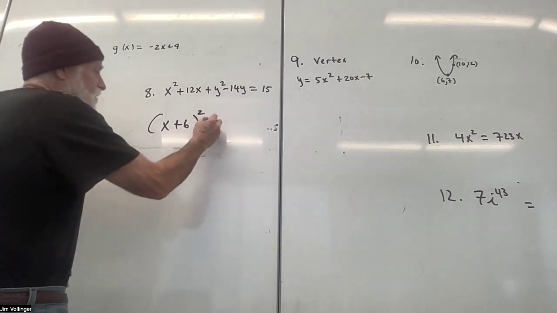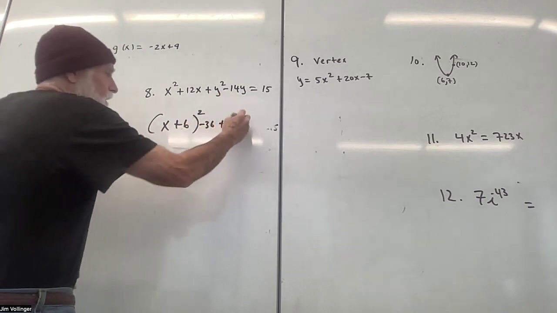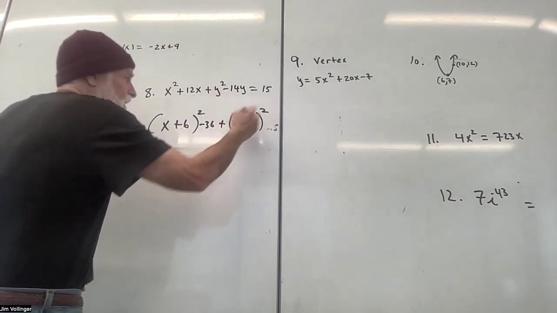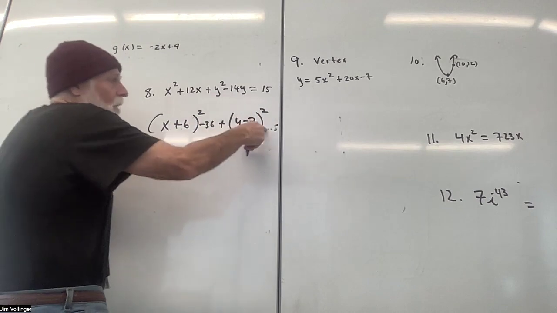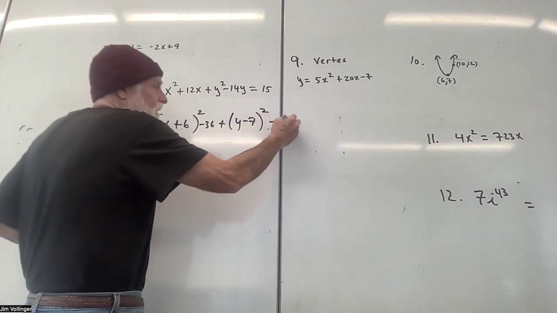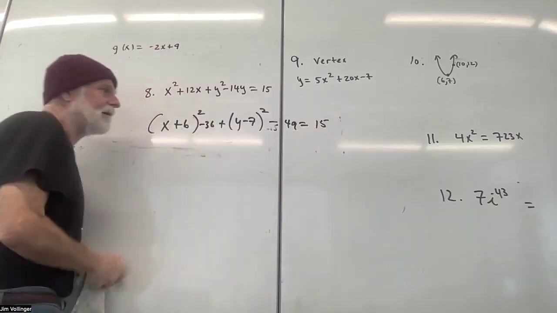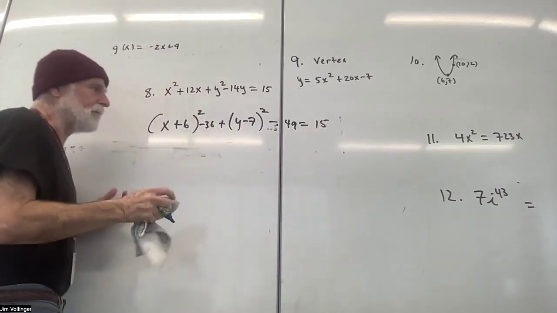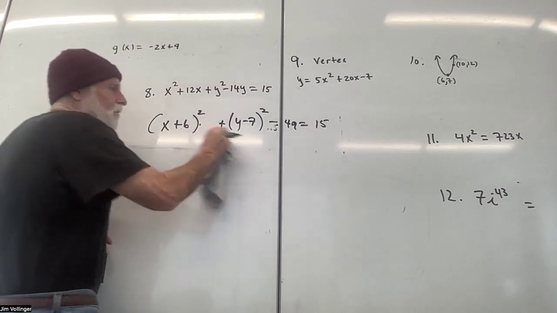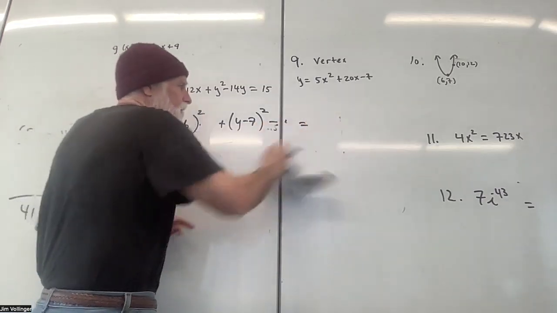This is going to be minus 36. That's going to be y minus 7, so I just changed the sign and said 7. And I know I'm squaring, so that's going to be minus 49. And I know those numbers are heading over to 15. If I move these numbers over, remember, you're pausing the video, I get 100 over here.